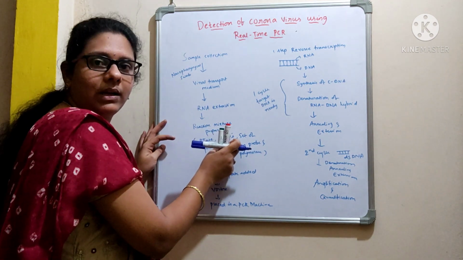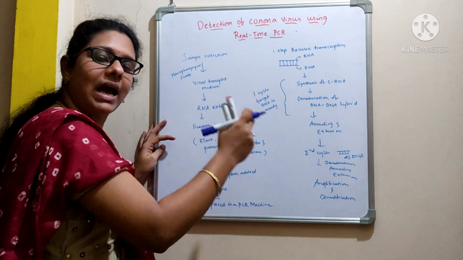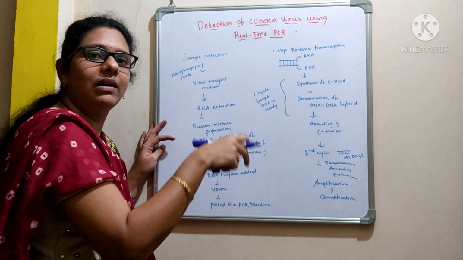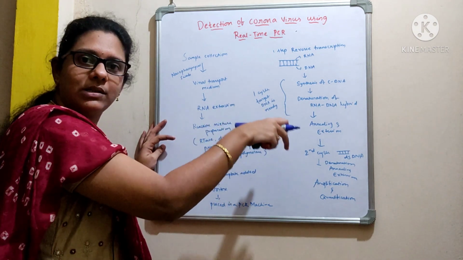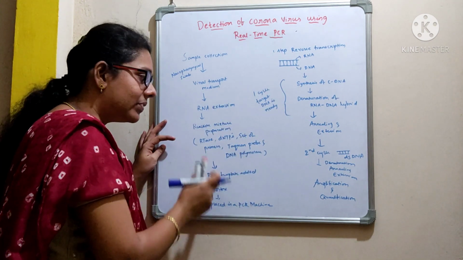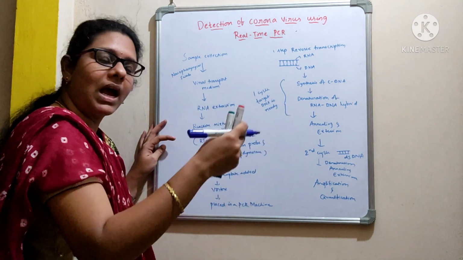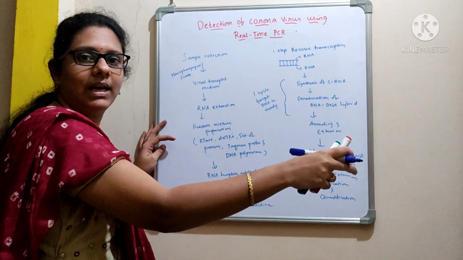And then we need dNTPs, because only with the help of dNTPs can we carry out the synthesis of DNA under in vitro conditions, that is within the test tube, where we are going to utilize the enzyme DNA polymerase that is going to add these dNTPs one after the other as a process of synthesizing the DNA.